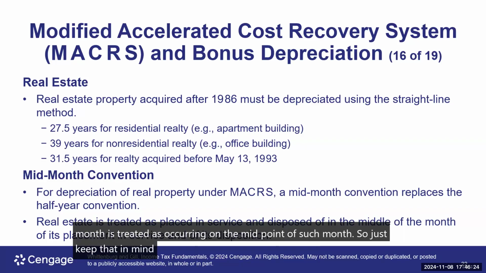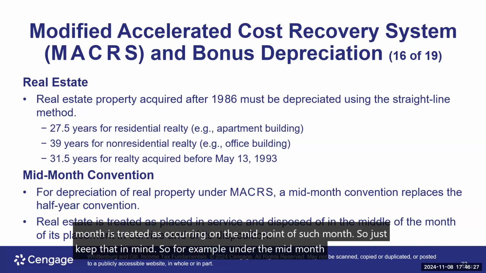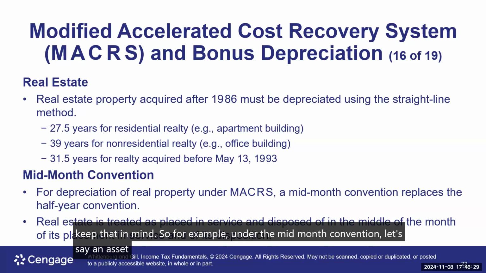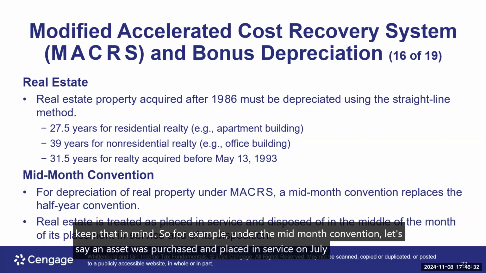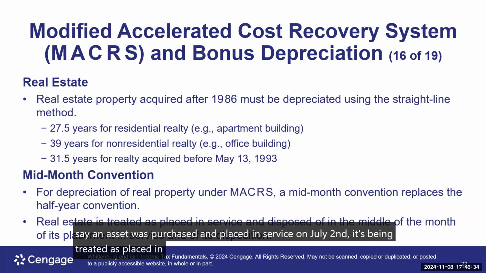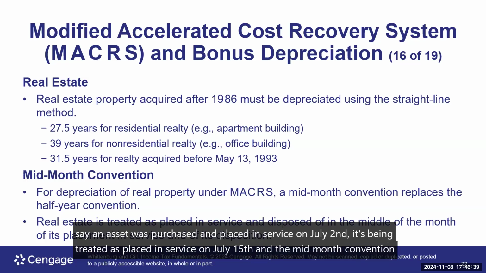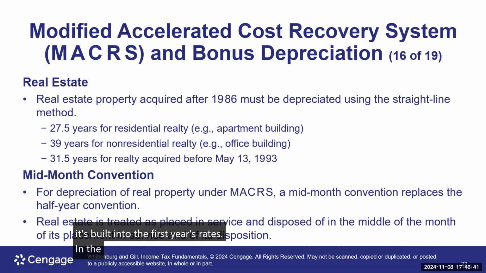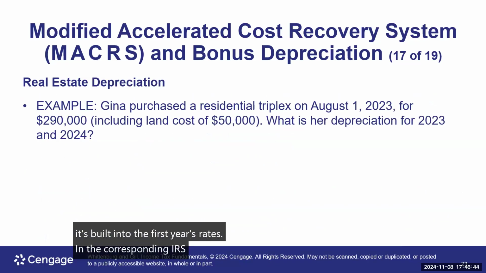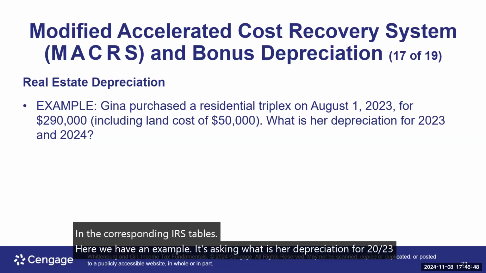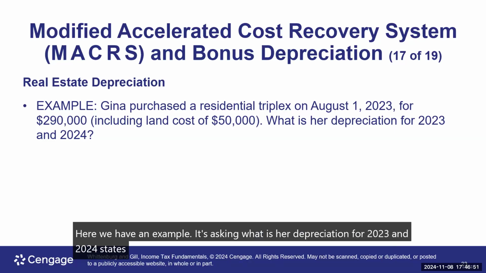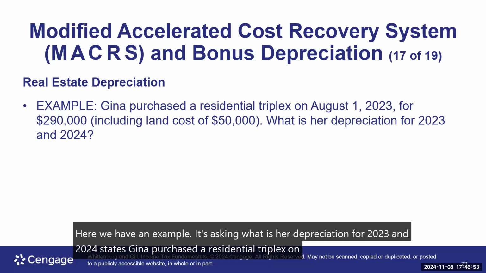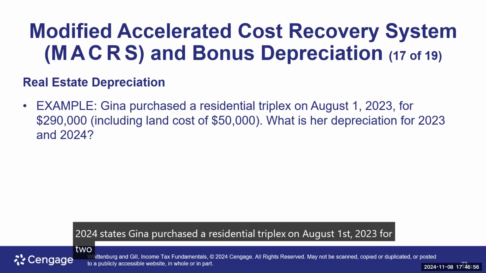For example, under the mid-month convention, let's say an asset was purchased and placed in service on July 2nd. It's treated as placed in service on July 15th. And the mid-month convention is built into the first year's rates in the corresponding IRS tables. Here we have an example. It's asking, what is her depreciation for 2023 and 2024? Gina purchased a residential triplex on August 1st, 2023 for $290,000, including land cost of $50,000.